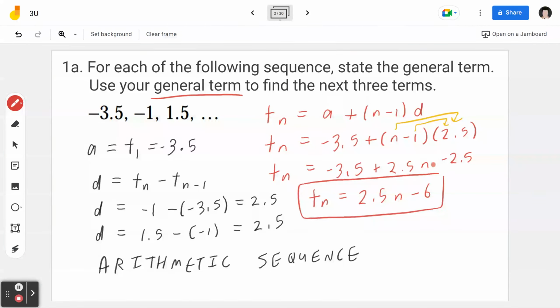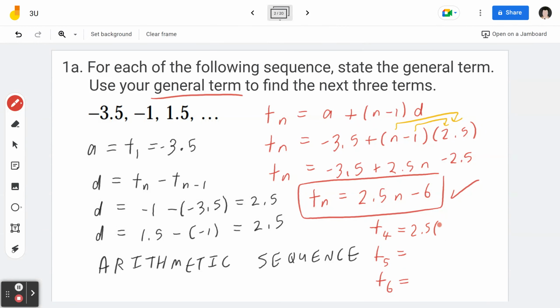So again, they're asking for the general term. We found the general term. They're also asking for the next 3 terms. So there's a couple of things you can do. There's a shortcut, which I'm going to show you at the end. There's also the general method. If you want to find the next 3 terms, you want to find the 4th term, the 5th term, and the 6th term. And what that means is you're going to plug in for T4, for example, and so on.